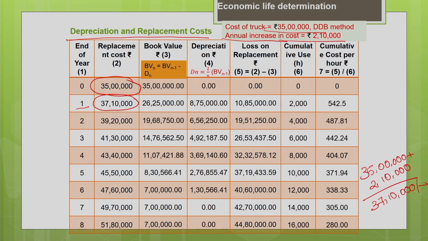Similarly, at the end of second year, if you would like to replace, then the cost will be 39,20,000. So, every year the cost increases by 2,10,000. Similarly, at the end of third year, if you want to replace, you have to increase further by 2,10,000. So, your cost will be 41,30,000. So, like that every year the cost increases by 2,10,000 due to inflation. This you have to take into account when you do the replacement analysis.